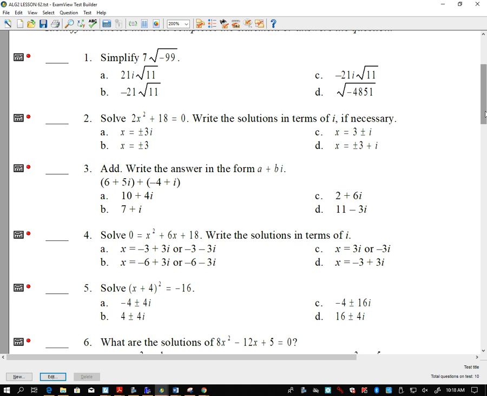I can take an i out. Be careful when working with imaginary numbers. You'll have to take your i out. All right, so we could rewrite that as 7i times the square root of 99 now.